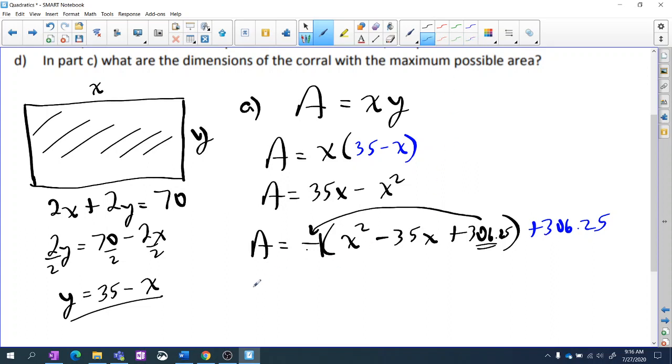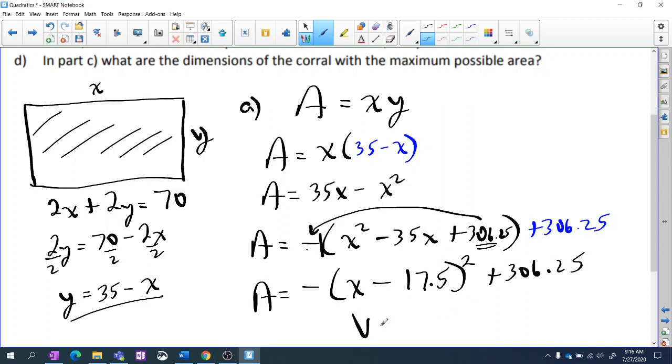Vertex form will look like so: negative bracket, square root of the first, sign of the middle, square root of this one, all squared, plus 306.25. My vertex is at (17.5, 306.25). Interpret: what do each of these numbers represent? So this is your a, and this is your x. You say, what the heck's x? Look at your diagram. That's why you have to have clear diagrams, so you know when you bring variables into a question what those variables represent. So I can see that x is this length right here.